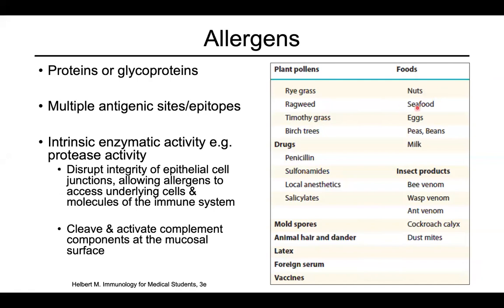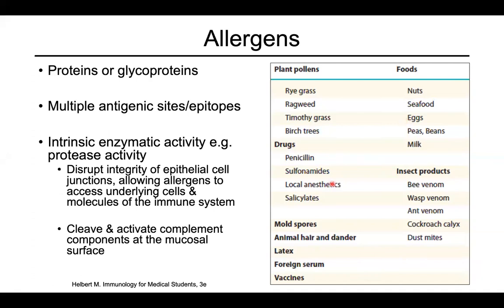Okay, foods, so nuts, seafood, eggs, peas, beans, milk, also important. If you're suspecting a patient has allergy to a food, you're not going to test them with a panel that has food allergens that they don't eat, okay? So for example, especially out of the urban areas, many Kenyans don't eat seafood. So it wouldn't make sense to test them with a panel that has seafood. You don't expect them to have been exposed to that, okay?